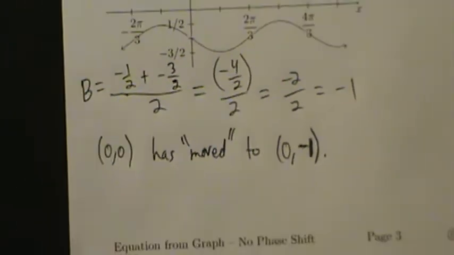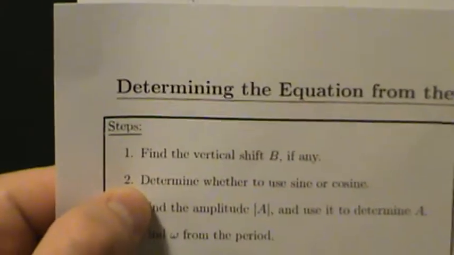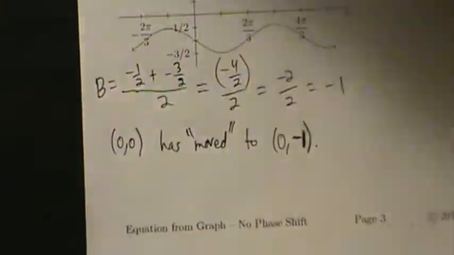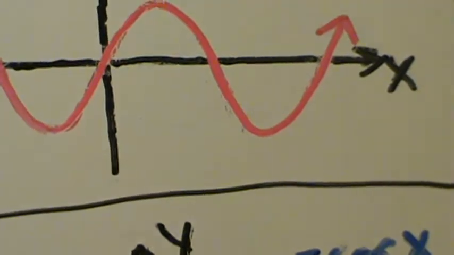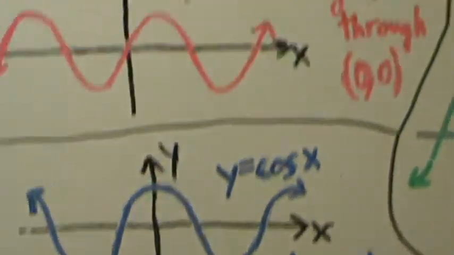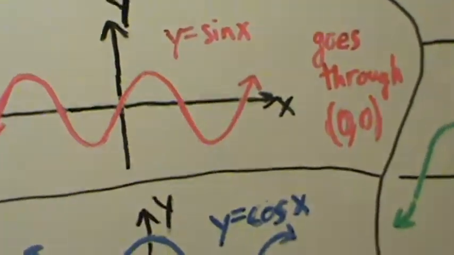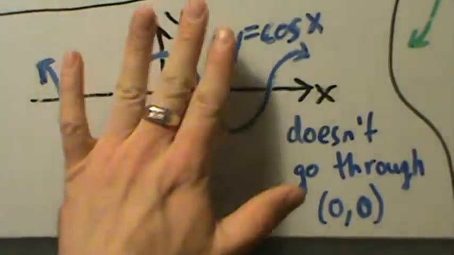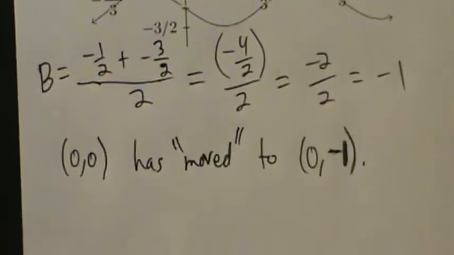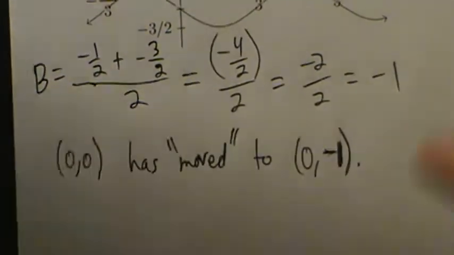So let's zoom out a little bit. Remember, to do step 2, if there's no vertical shift, then we ask ourselves, does the graph go through 0, 0? Does the graph go through 0, 0, or does it not go through 0, 0? If the graph goes through 0, 0, then it's a sine graph. If the graph does not go through 0, 0, it's a cosine graph. Now, since we have a vertical shift here of -1, then instead of 0, 0, we're going to ask about 0, -1.